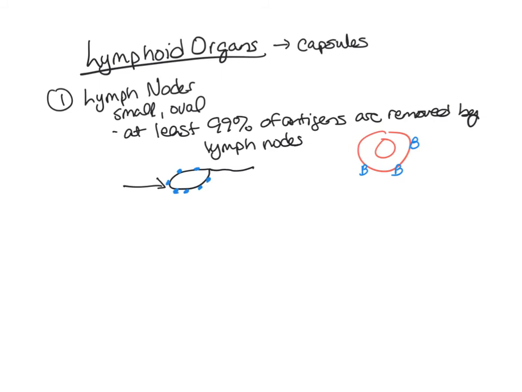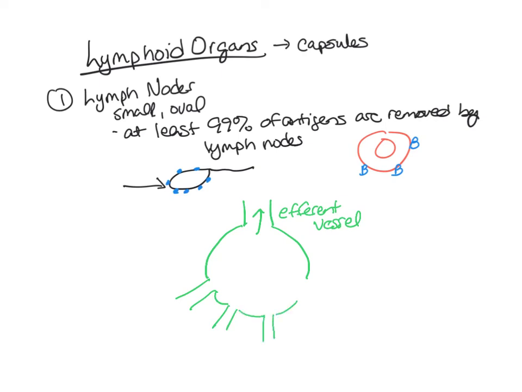So the structure of these lymph nodes is such that you have one vessel leaving the lymph node, and we call that the efferent vessel. And then here's the lymph node. And then we have several of these vessels bringing fluid into the lymph node. And those are called the afferent vessels.